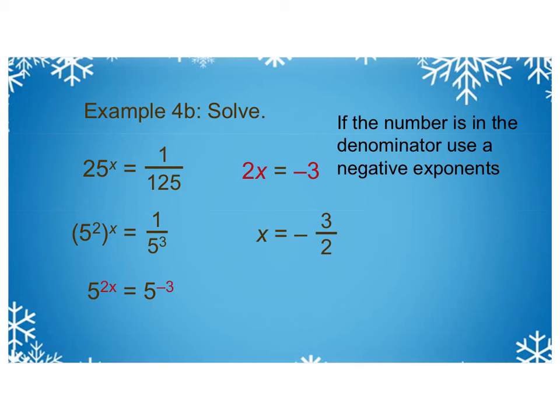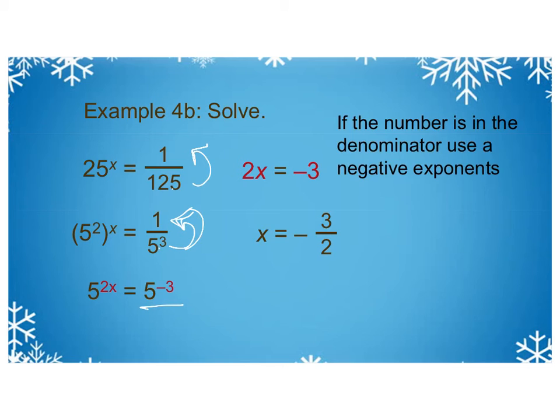All right, example 4b, solve. 25 to the x is equal to 1 over 125. Well, I first need to get this up here before I can do anything, because the bases aren't going to ever equal like this. So I bring this up as a 5 to the negative 3. 125 is 5 to the third. I bring it up, it becomes negative 3.